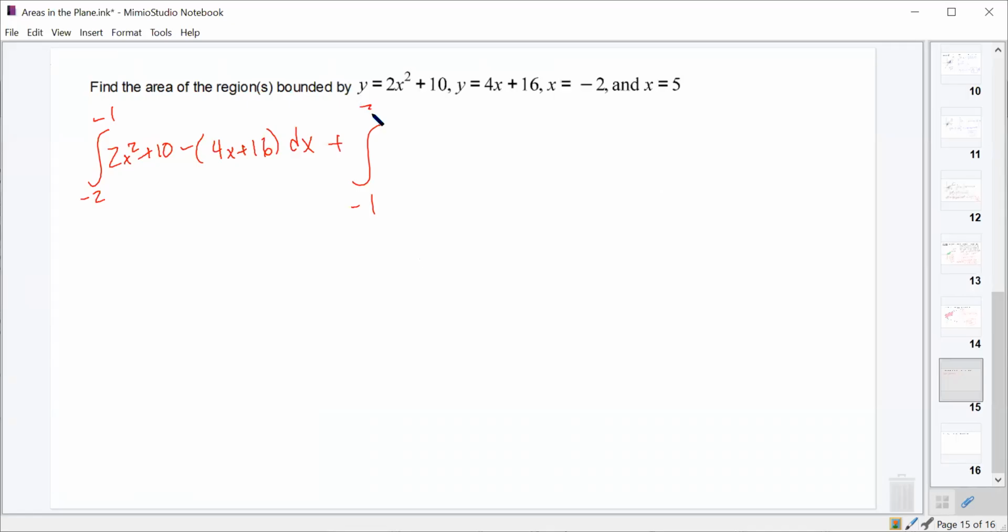So -1 to 3, and this time, which one is above the other one? The linear one. The linear. So we'll do 4x plus 16 minus 2x squared plus 10 dx. And then the last one here will be 3 to our furthest right limit, which is 5. And this time the parabola is back on top.